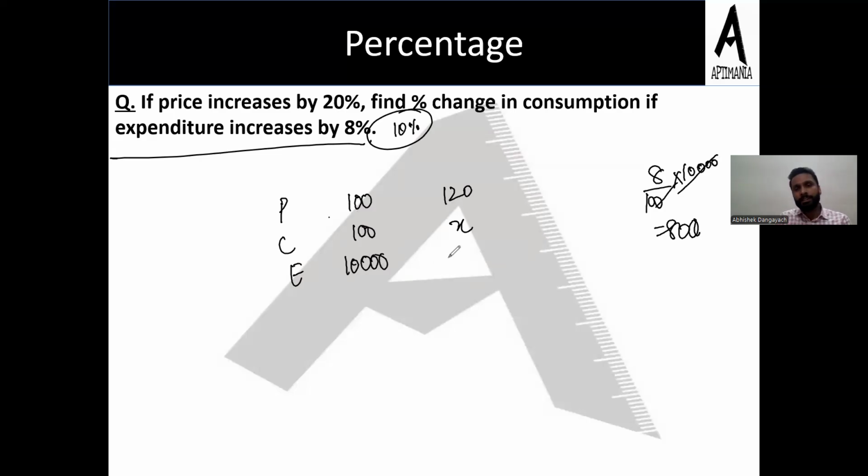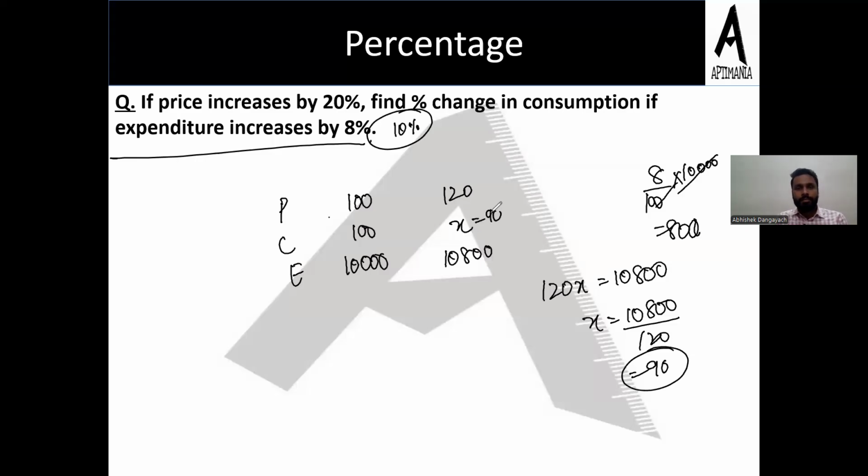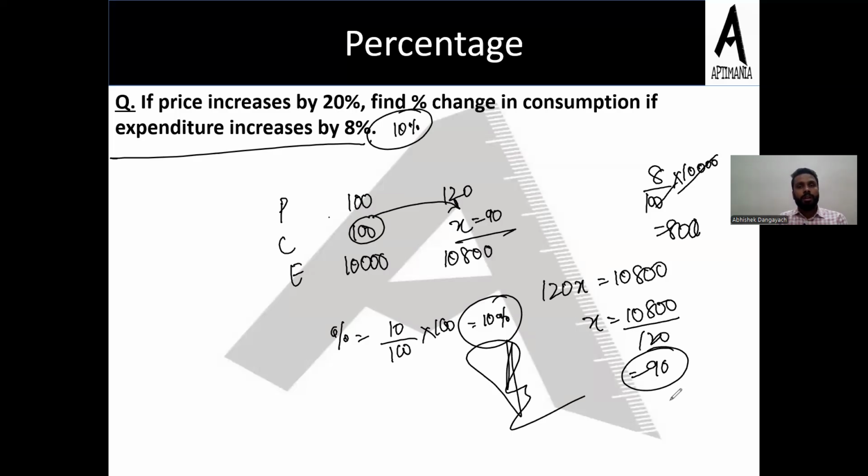And if your expenditure increases by 800, earlier it was 10,000, now it should be 10,800. As per the rule, price into consumption is expenditure. So when I calculate X, it is 10800 upon 120, which turns out to be 90. So X is 90. Since the consumption earlier was 100, now it is 90. There is a change in consumption of 10 over 100 into 100, which is 10%. So the correct answer is a 10% change in consumption.